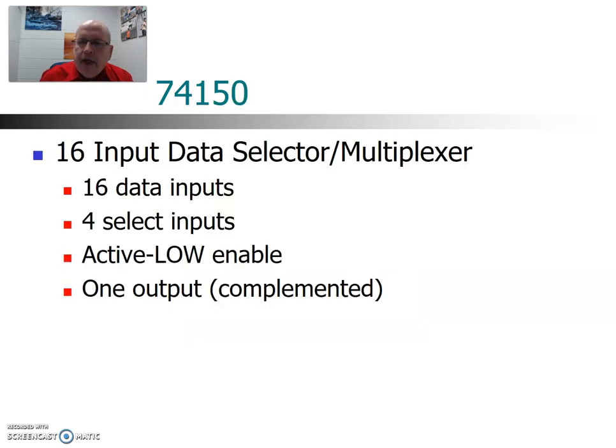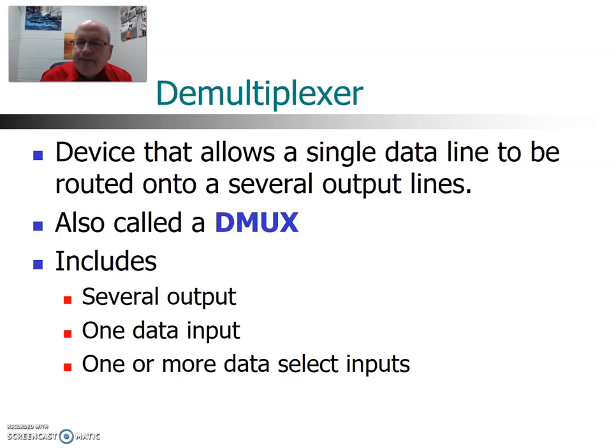Here's a 74150. This is a 16-input. And for 16 inputs, we have 4 select inputs. So obviously this is going to have more pins on the chip. And they apparently ran out of pins on this one, so they only have a single output. There is no inverter. That turns out to be an issue with a lot of these chips. The limiting factor is not the complexity of the chip, it's how many pins are available.